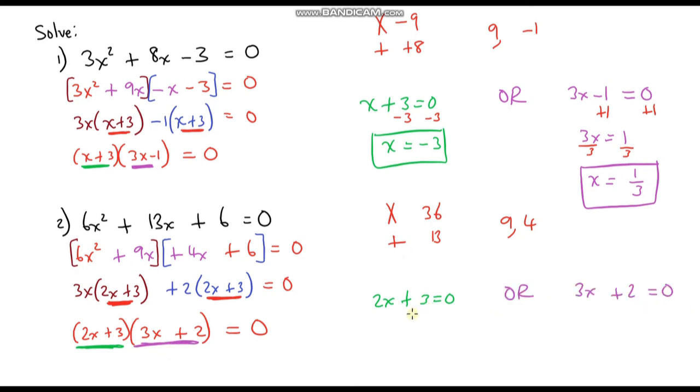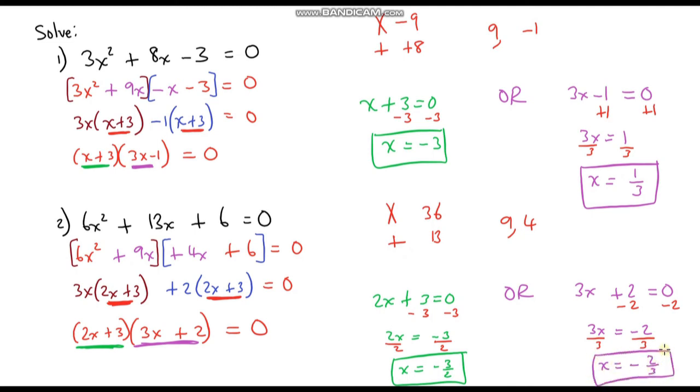And if we just solve these equations, take away 3 from both sides, we're left with 2x equals negative 3. And then if we divide both sides by 2, we are left with x equals negative 3 over 2. That would be one solution. If we look at our second equation, if we subtract 2 from both sides, we're now left with 3x equals negative 2. And if we divide both sides by 3, we are left with x equals negative 2/3. And that is our other solution.